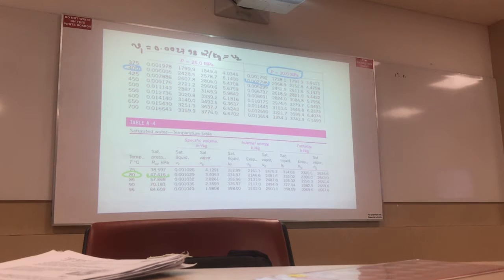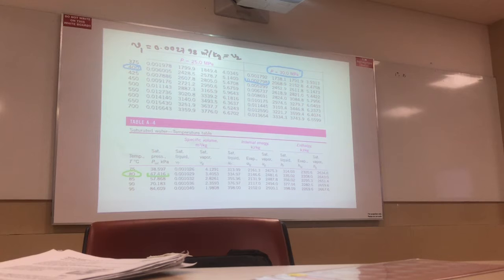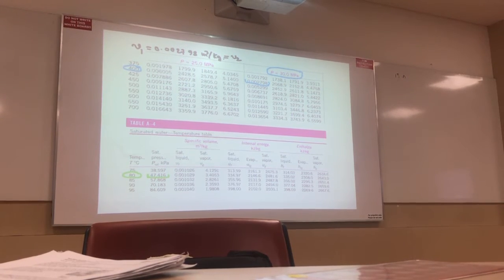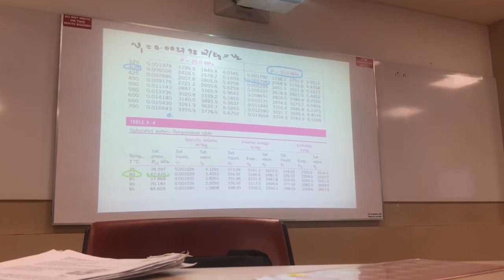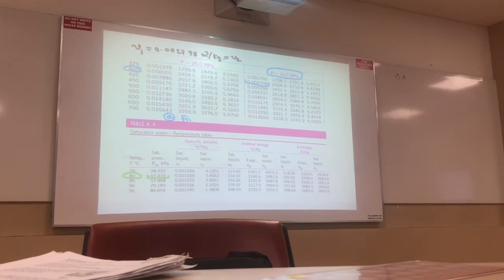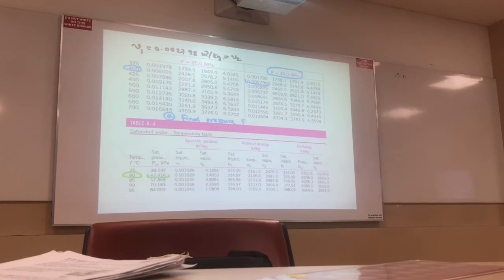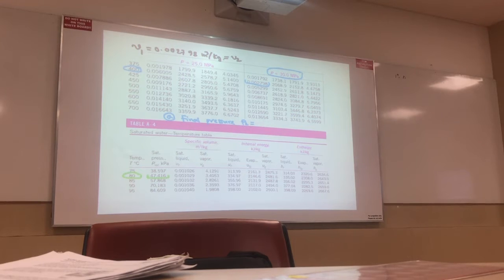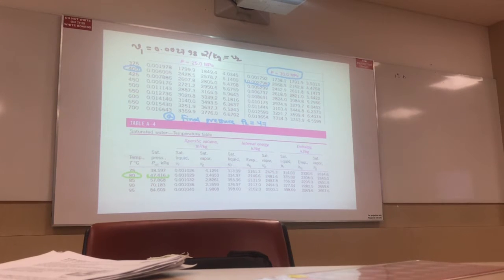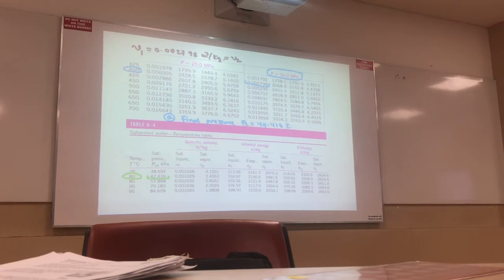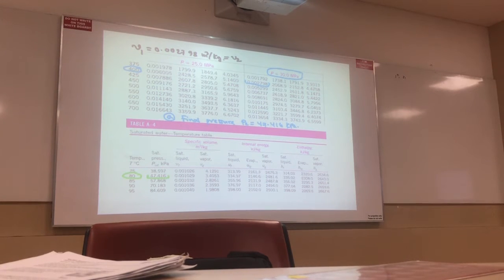What is the final pressure? According to your question 1, they tell you what is the final pressure. Final pressure P2 is equivalent to 47.416 kilopascal. And another question they tell you about the quality, right? Another question is quality.